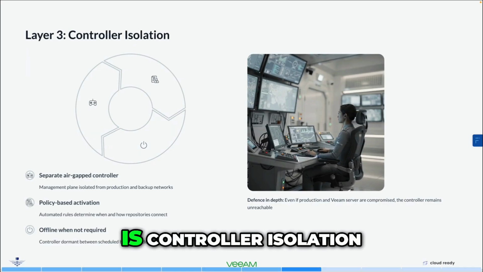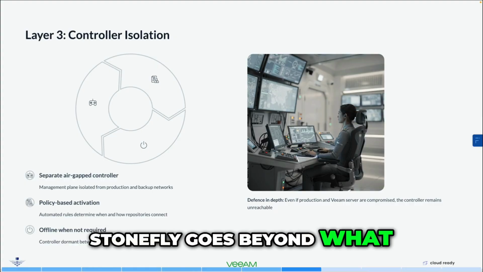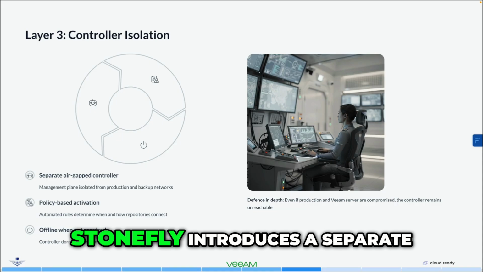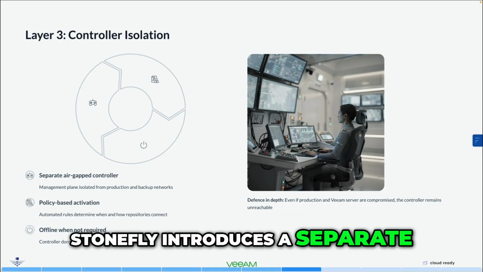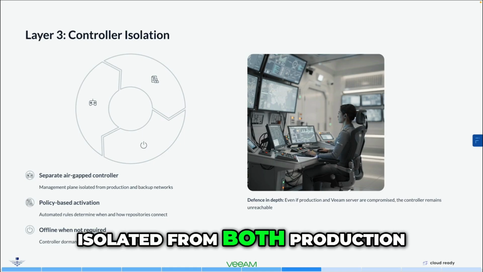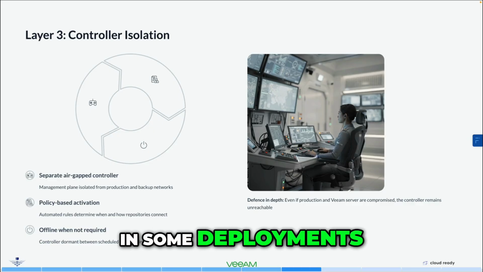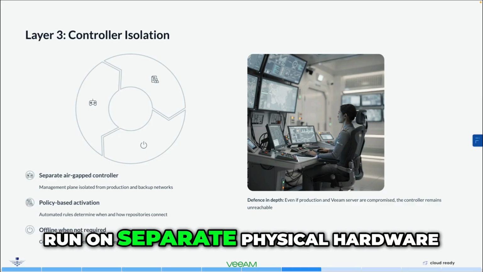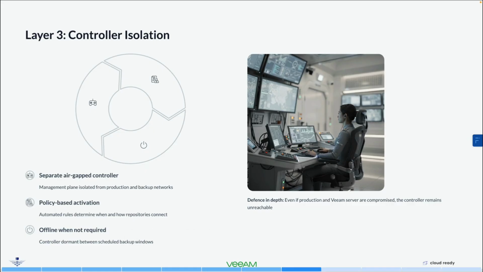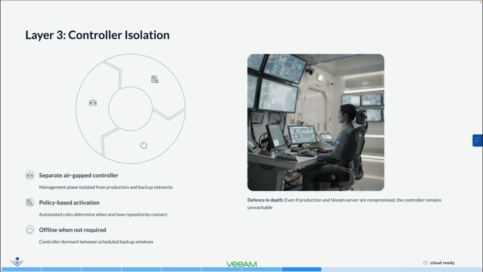Layer 3 is controller isolation. And this is where StoneFly goes beyond what most environments require. At this layer, StoneFly introduces a separate air-gapped controller with its own management plane, isolated from both production systems and the Veeam server. In some deployments, this controller can also run on separate physical hardware, and when it's not in use, it can be physically powered off. At that point, the hardware itself is offline.